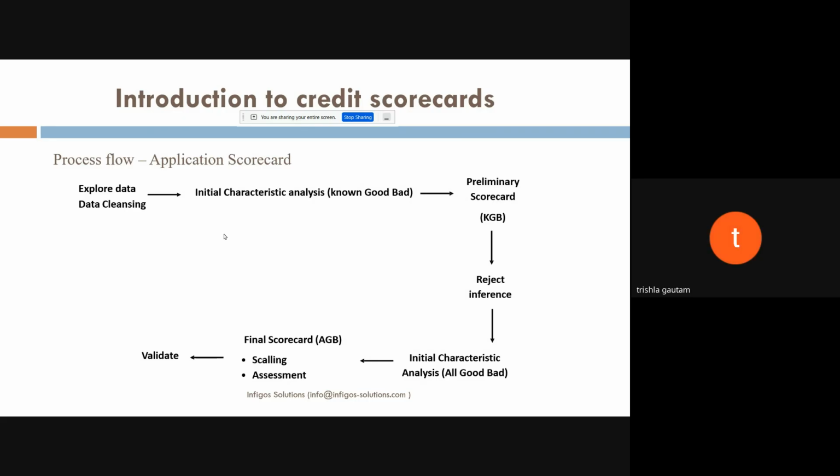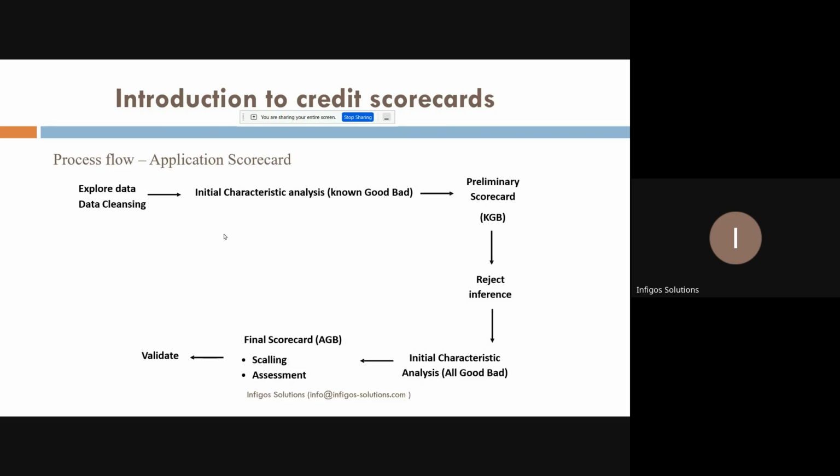So I wanted to ask something. This known good and bad, does this mean that the variable is already there? What do you mean by known good and bad? Known good and bad means variables are there, but target is not there. Okay. Known means you know the target. And rejected data means you don't know the target.